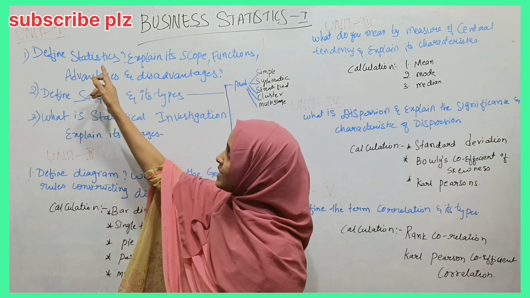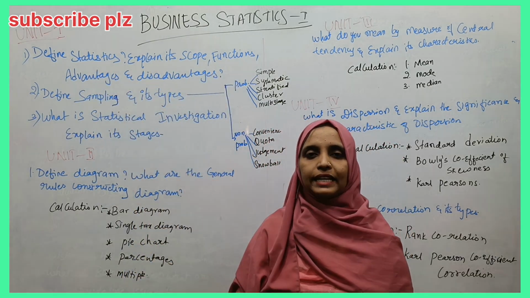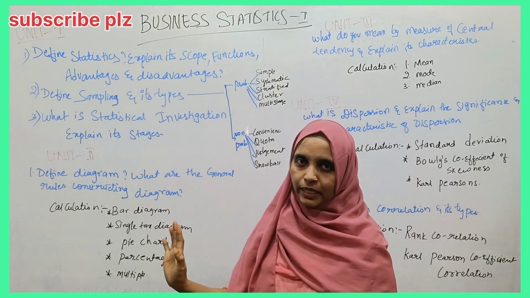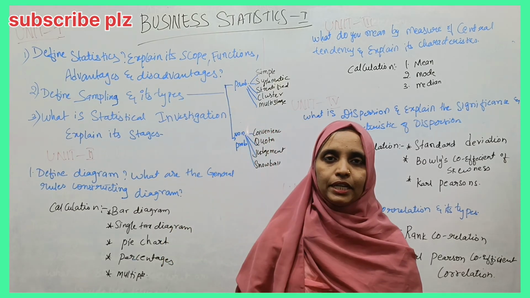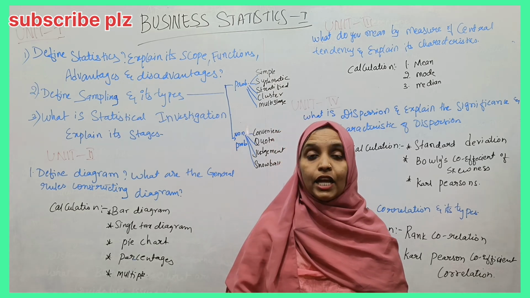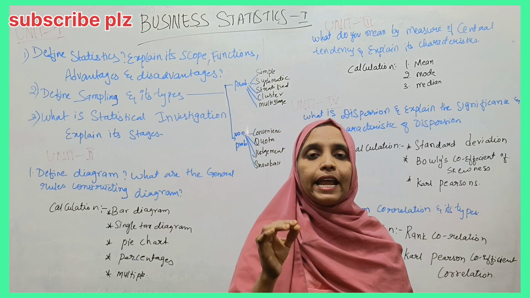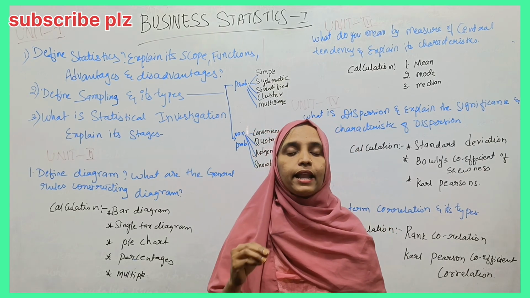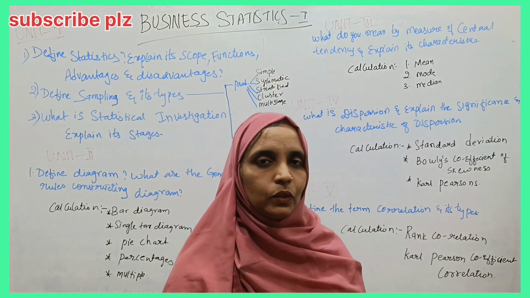The first one is: define statistics and explain the scope, functions and advantages of statistics. Disadvantages also. So you have to write the meaning of statistics, and if the question asks about advantages or disadvantages, remember the side points and draw them in a flow chart. After ending your answer, don't forget to write the conclusion.